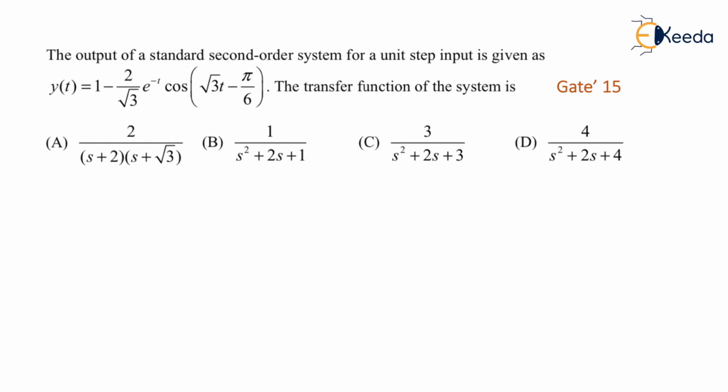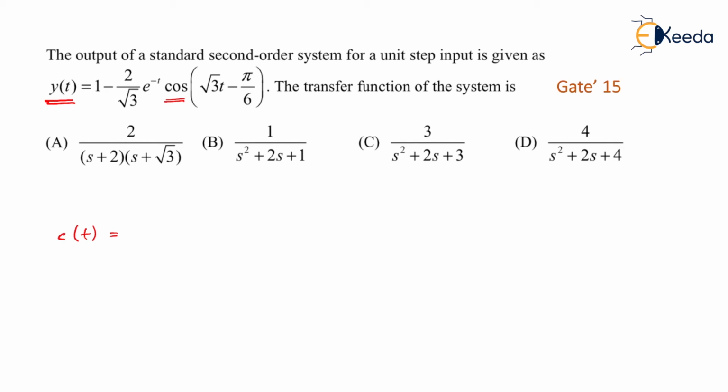GATE 2015 problem it is. The output of a standard second order system for unit step input is given as 1 minus 2 by root 3 e to the power minus t cos of root 3t minus pi by 6. And then the transfer function of the system is, so what they have provided us, output y of t, which generally we call as c of t. So what I'll assume now, this is c of t.